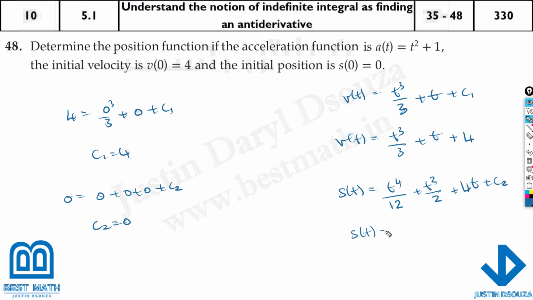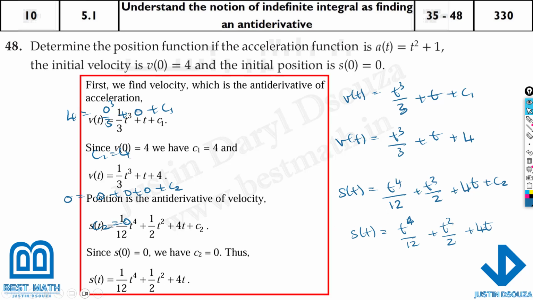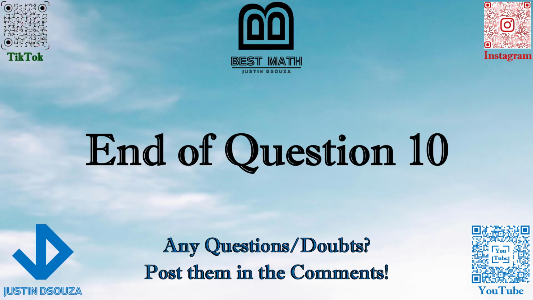So the position function would be t to the power 4 by 12 plus t squared by 2 plus 4t only, because that's plus 0. We don't need to write that. So here we go. That'll be the answer. And over here it's accurate because they have considered this 1 and they have written this t here, so everything will be all right. So that's the final answer. That is the end of this question.